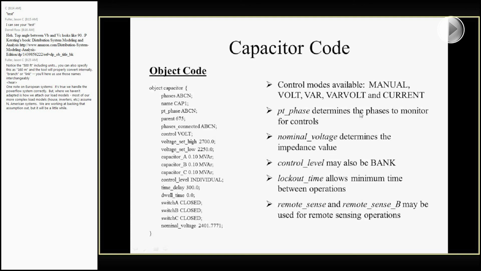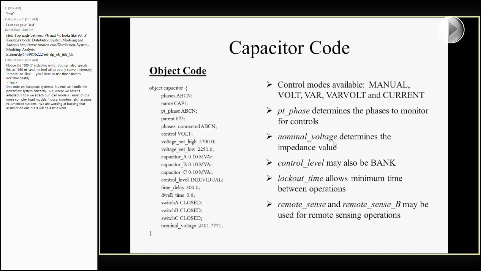But just some of the other parameters that influence the capacitor itself. PT phase is which phases to monitor. So that's basically what phase your potential transformer is on, or in the case of the volt VAR or the VAR, whichever phase on the link object you want to monitor the reactive power out of. Nominal value determines the impedance value, or nominal voltage. This value is also required for all node objects in general.